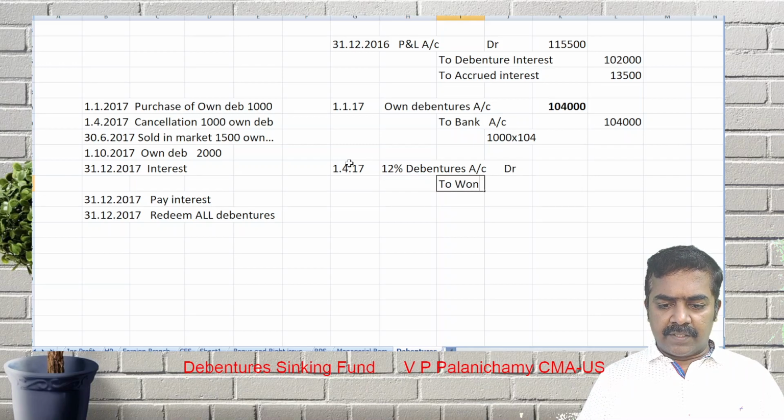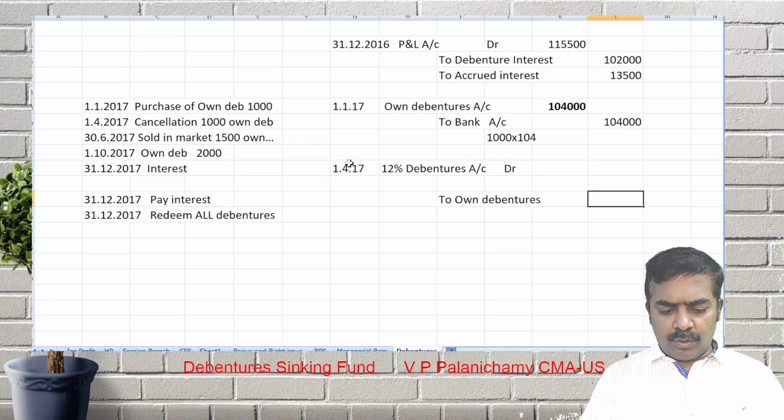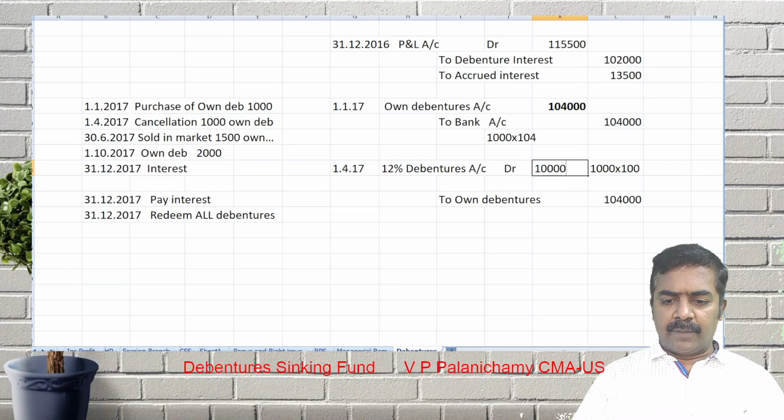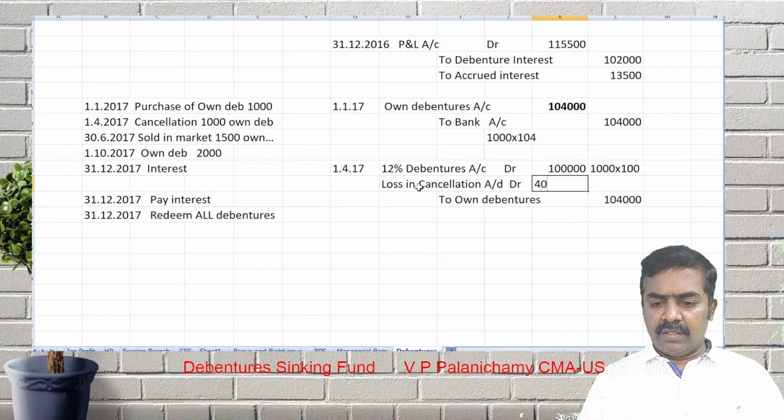To own debentures of the value of 1,04,000. But debentures at the face value of 1,000 debentures into 100. 1,000 debentures into 100, how much will it be? 1 lakh. Okay. The difference is called as what? Loss in cancellation. How much will it be? Loss in cancellation 4,000.